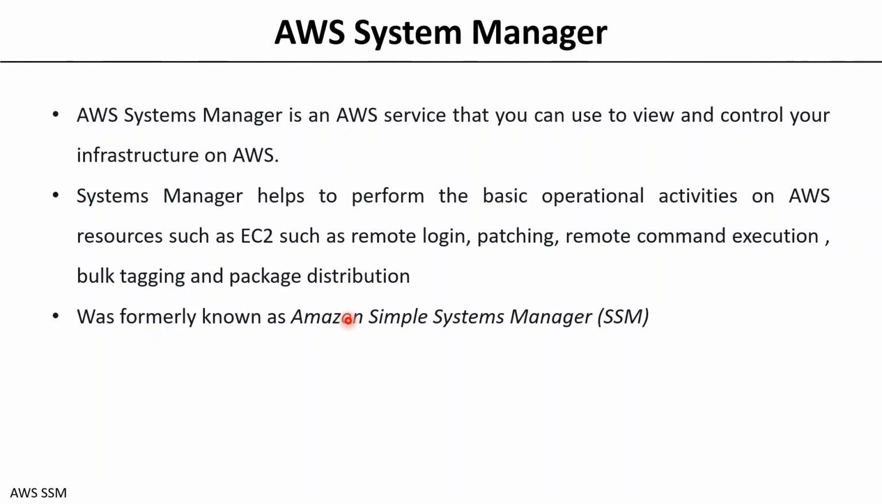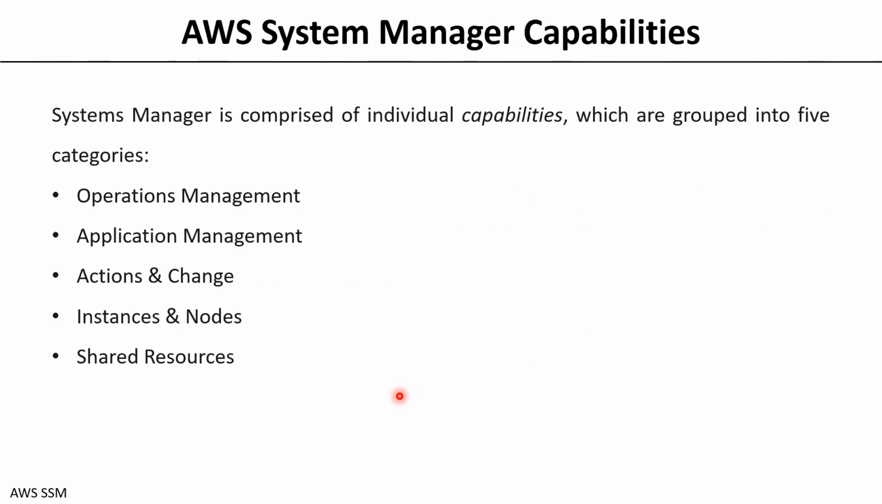Systems Manager has been in the AWS ecosystem for quite some time. It used to be called SSM, that's Amazon Simple Systems Manager, and recently AWS changed its name to AWS Systems Manager. Systems Manager has a lot of capabilities, and they have been grouped under different buckets: operations management, application management, actions and change, instances and nodes, and shared resources. So it has many capabilities included as part of a bundle, and they have been categorized like this.